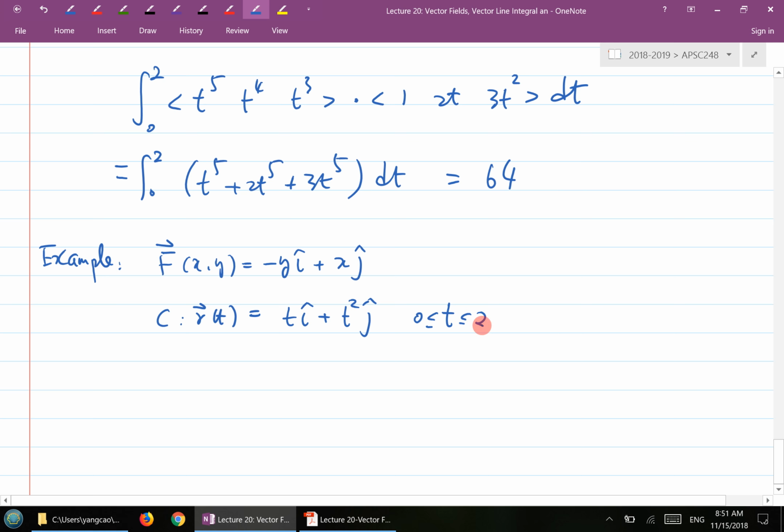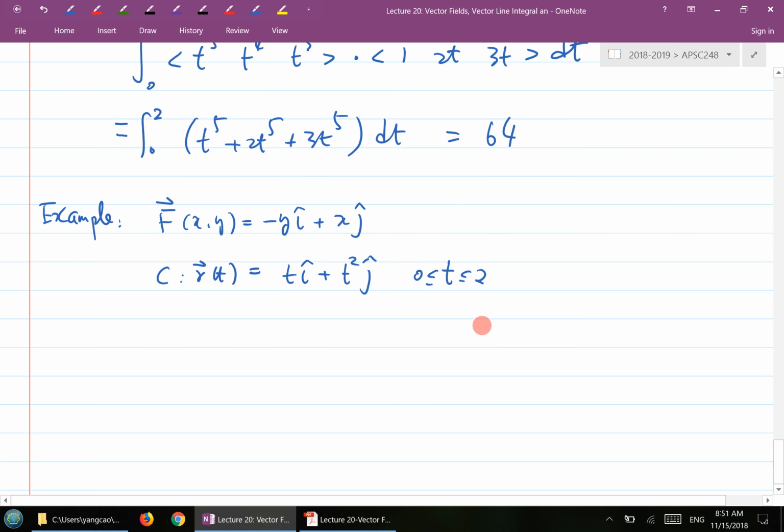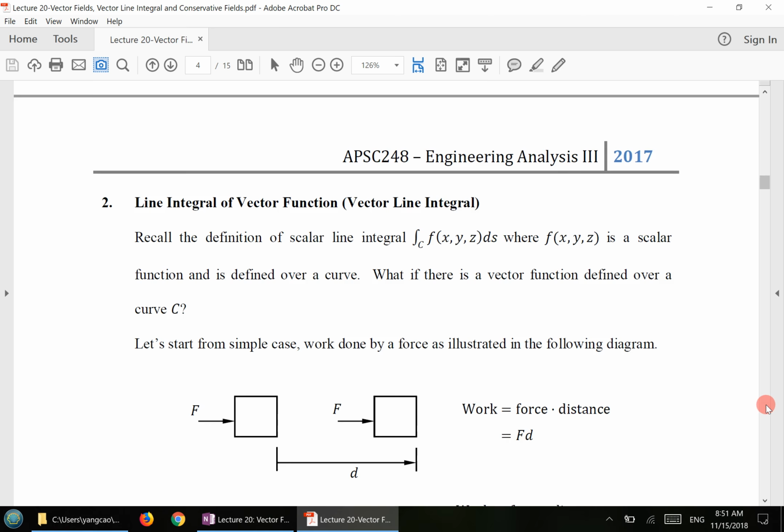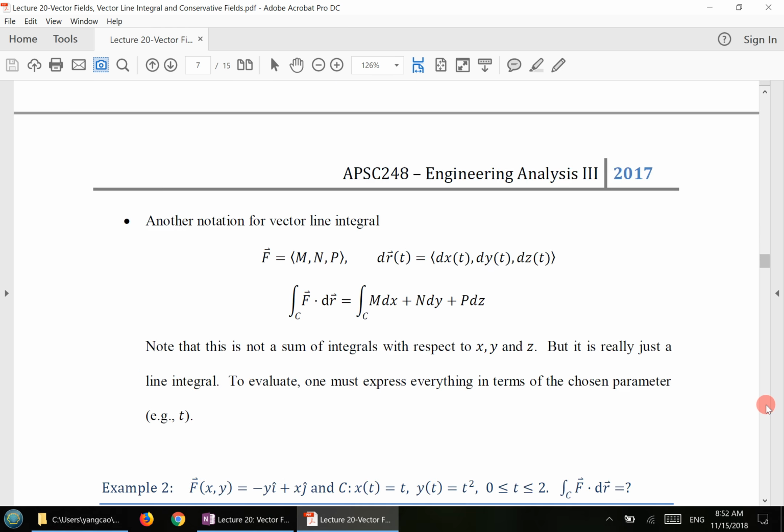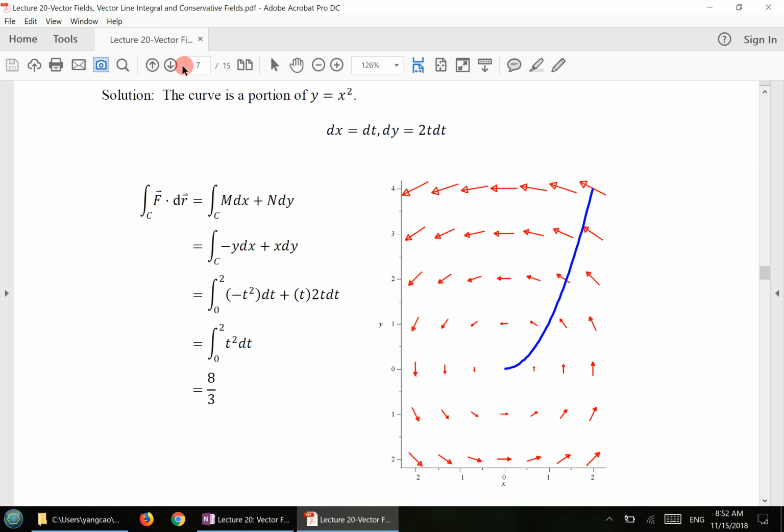Okay, so here's a different vector field, very similar, but I wanted to actually show you the third type of notation for this vector line integral here. So what does this equal to? For this example here, essentially this is how it looks like.